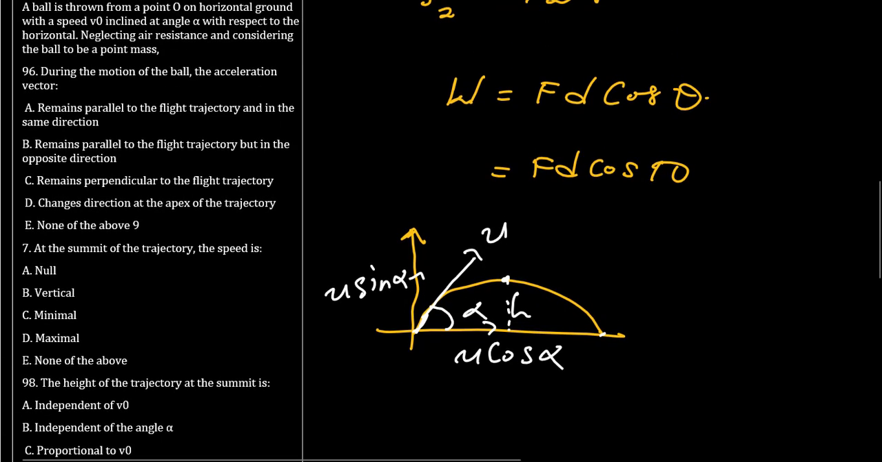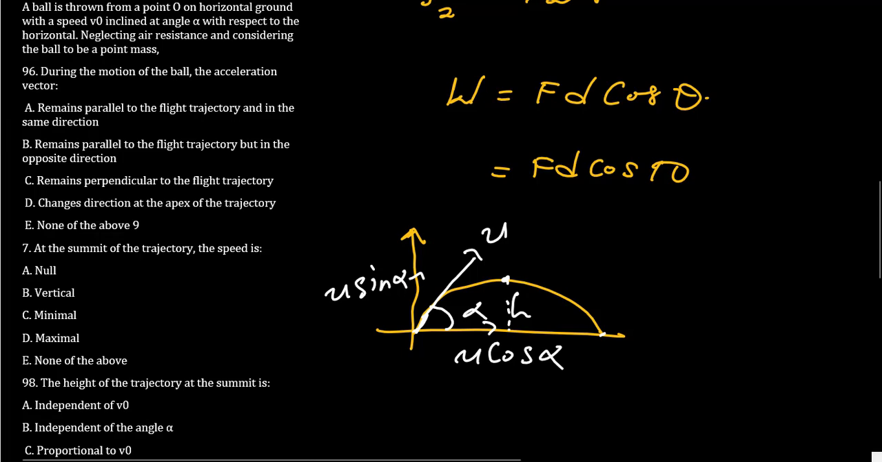Now, question number 96 says, during the motion of the ball, the acceleration vector is A, remains parallel to the direction of flight and in the same direction. B, remains parallel to the flight trajectory but in opposite direction. C, remains perpendicular to the flight trajectory. D, changes direction at the apex of the trajectory. E, none of the above.